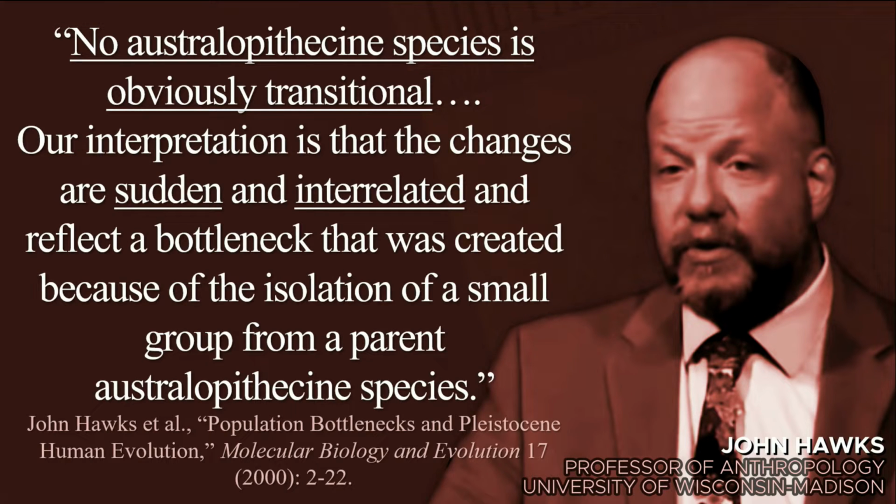Our interpretation is that the changes are sudden and interrelated and reflect a bottleneck that was created because of the isolation of a small group from a parent Australopithecine species. What he's saying here is they got into a little enclave, a little subgroup, and in that subgroup, a lot of mutation and a lot of breeding and a lot of generations occurred. And because of that, they changed quickly in that subgroup, and then when they came back out on the scene, boom, Homo erectus, Homo rudolfensis. They're coming on the scene and taking over. So we don't have a lot of bones, we don't have a lot of fossils, because it happened in a little area, in a little isolated enclave, and then they came over and boom, they reproduced like bunnies.